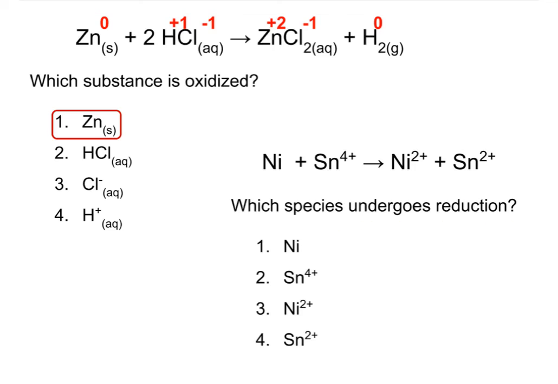Which species, meaning the parts of these reactions, undergo reduction? Well, to answer this question, we quickly assign the missing oxidation state of uncombined nickel, and we can see that the nickel goes from 0 to +2. So nickel is getting oxidized. Tin goes from +4 to +2. The number is reduced, it goes down. So tin +4, this one over here, undergoes reduction.